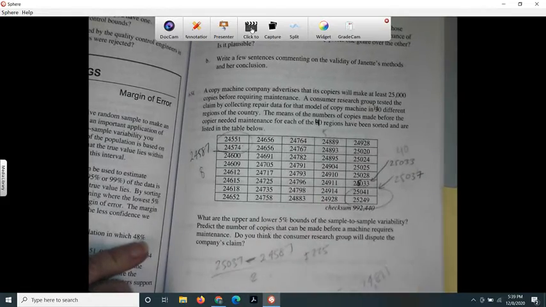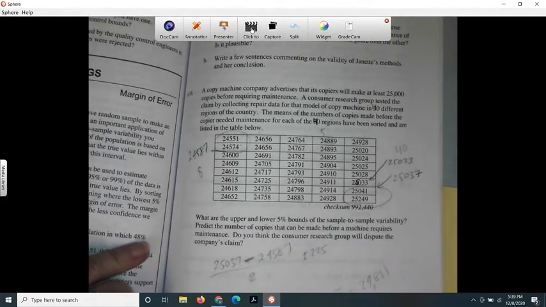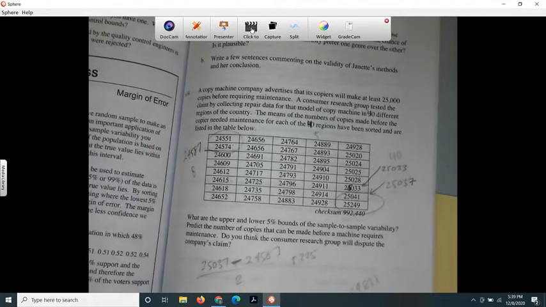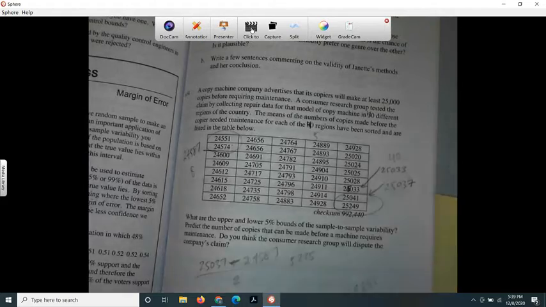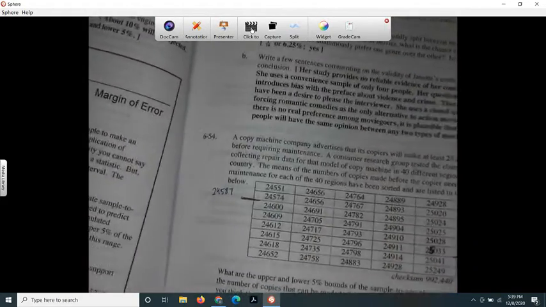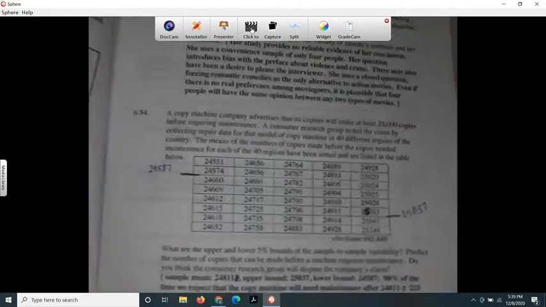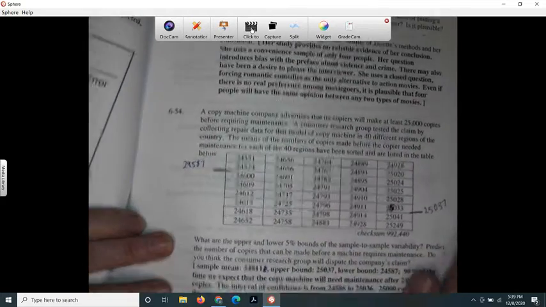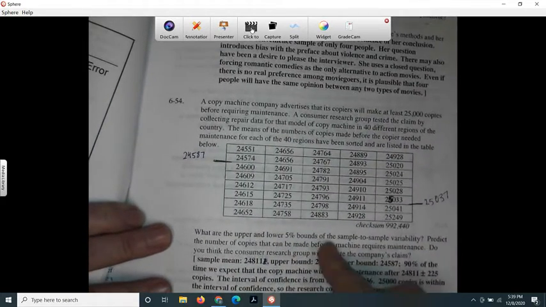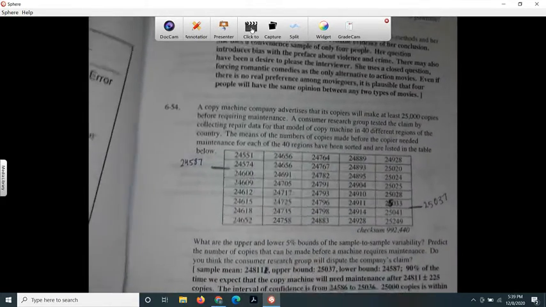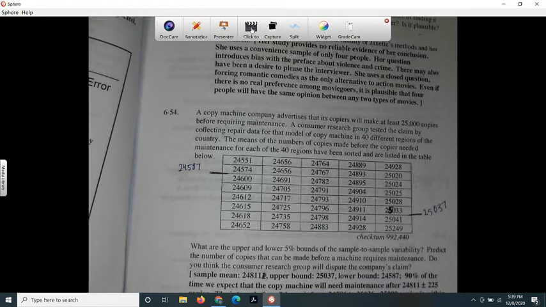So it looks like I already did this problem in class, and that's why I wrote all over my book. But I'm going to use the answer key and do this problem again on a recording. So the first thing they want to know is what are the upper and lower 5% bounds. Okay, so you have to know what they're talking about.